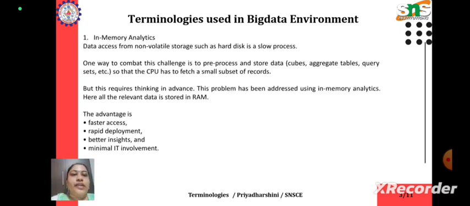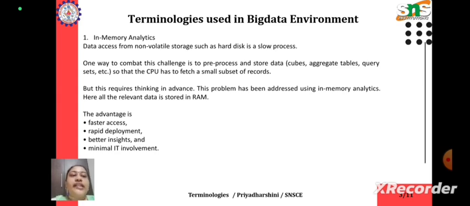The first one is in-memory analytics. What is meant by in-memory analytics? Historically, whenever we had to access data, we accessed it from non-volatile storage such as a hard disk, which is a relatively slow process. One way to combat this challenge is to pre-process and store data in the form of cubes, aggregates, tables, query sets, etc., so that the CPU has to fetch only a very small subset of records. But this pre-processing requires thinking in advance.